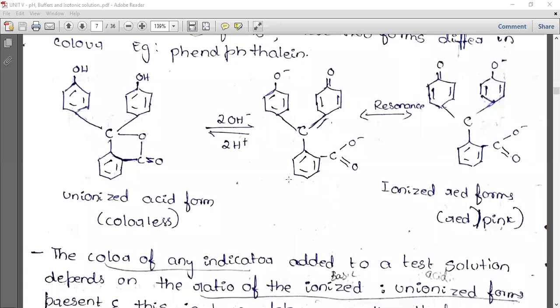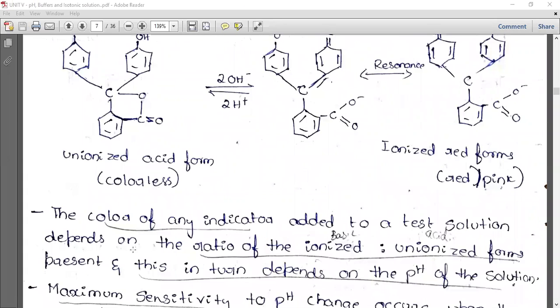on resonating, it will form such ions, red or pink. So it will be this and this. It keeps on resonating. As you can see, O minus here moves here and forms O minus here. So it keeps resonating. The ionized forms show the change in color. Okay. So the color of any indicator added to the test solution depends on the ratio of ionized to unionized form of indicator present.